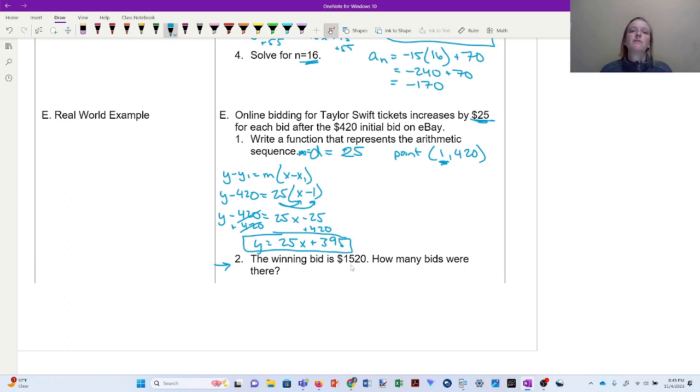So here, instead of giving you an x value, I'm giving you the y value. So I'm telling you that the final answer was 1520, and I'm asking you to solve for x to figure out how many bids there were. That's not a problem. We can do things in that order too. How do we solve for x?